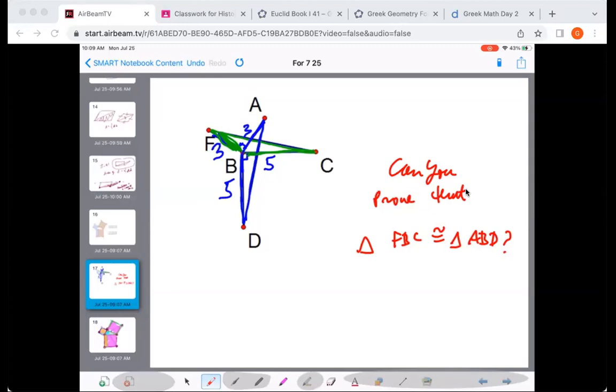Well, there's nothing that says those lines must be parallel. It certainly looks, it definitely looks like they must be parallel to me, but is it really? We can't say for sure.